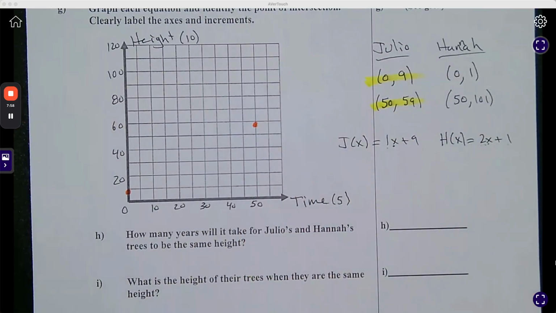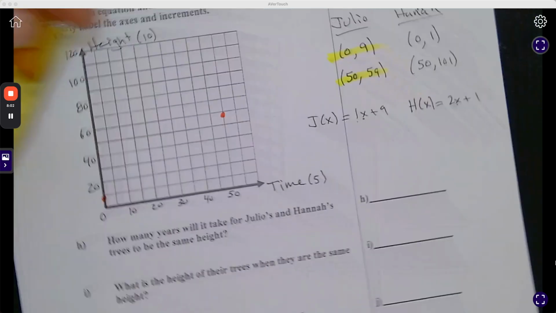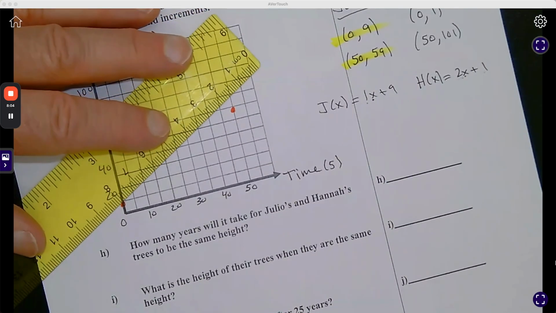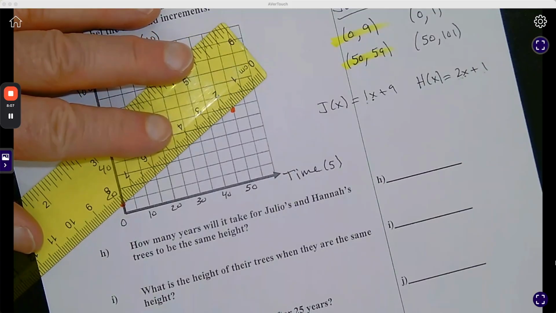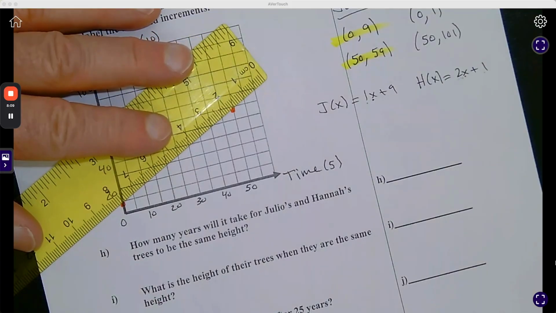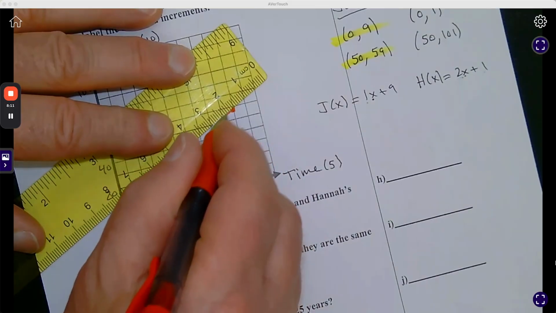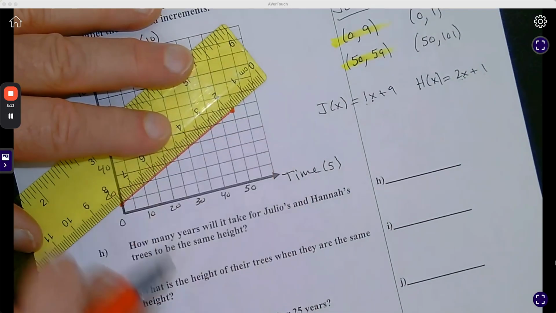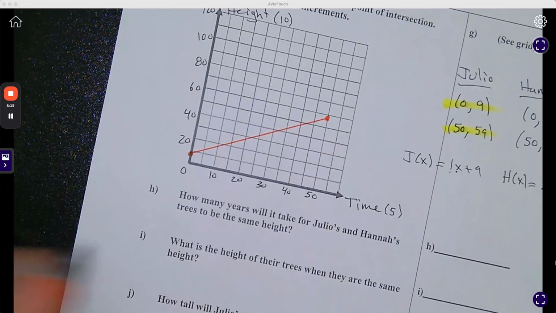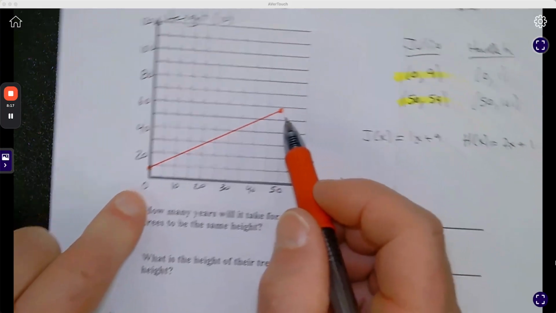Continuous or non-continuous? It's a good question. This is continuous. The trees are not just going to jump in height. They're going to continuously be growing a little bit at a time, a little bit at a time. This model is only good from 0 to 50 years. So I will not go beyond those 2 values.